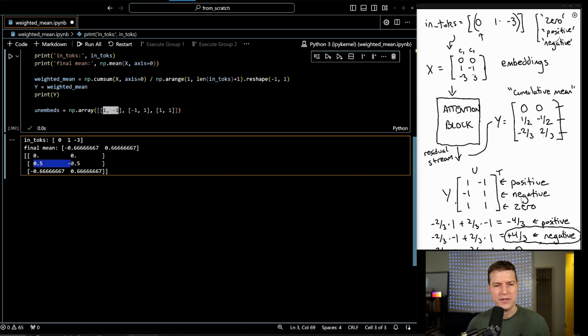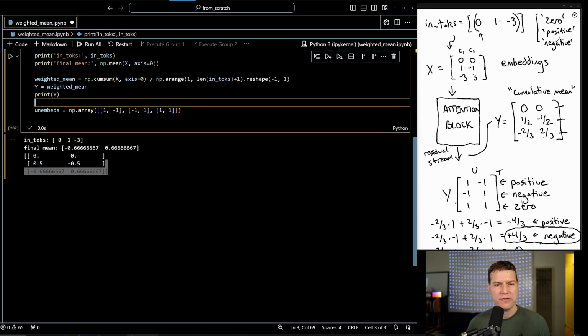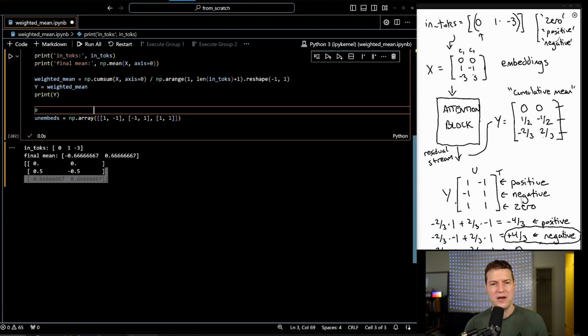1, -1 lines up with this one. -1, 1 lines up with this one. And these are our 3 classes. So our first class is the positive. This will line up with negative. This will line up with 0, we hope.